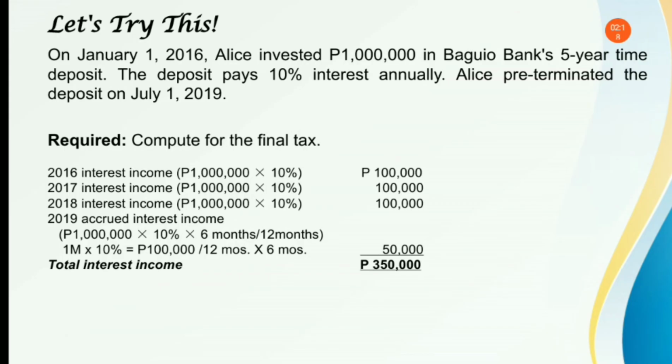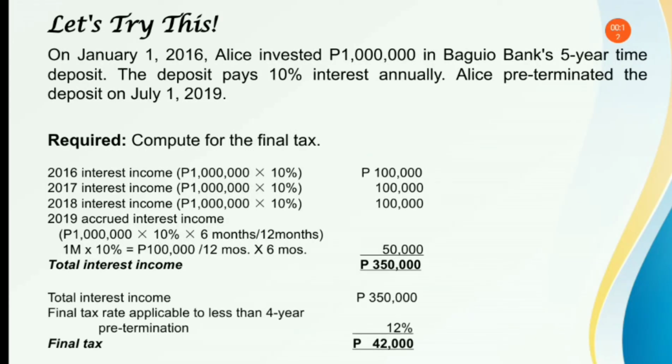And then after that, kunin na natin yung total interest income. So i-add na natin lahat. So the total is 350,000 pesos. So now that we already have the total interest income, which is 350,000 pesos, pwede na tayong mag-compute ng final tax. So 350,000 pesos, multiply natin sa final tax rate, which is 12%. So yung final tax ni Alice is 42,000 pesos.